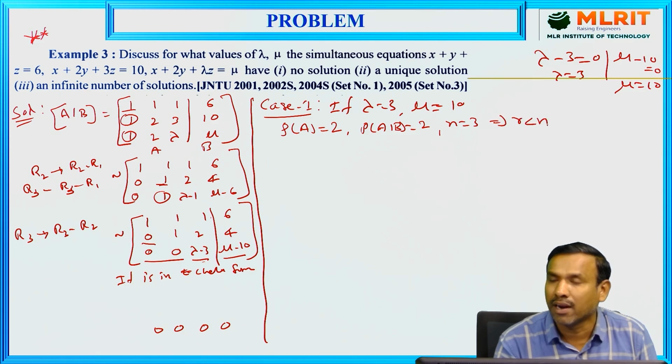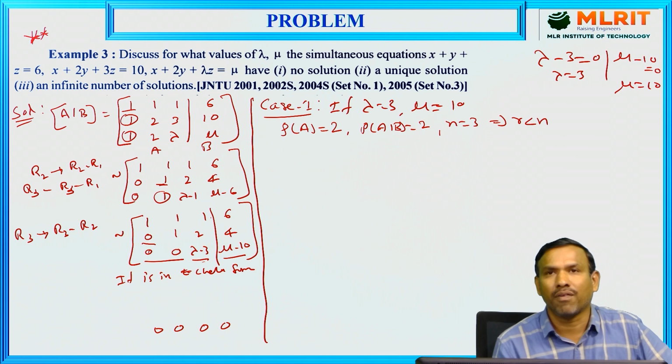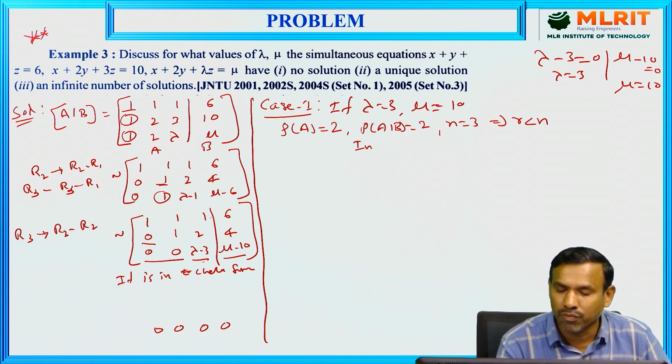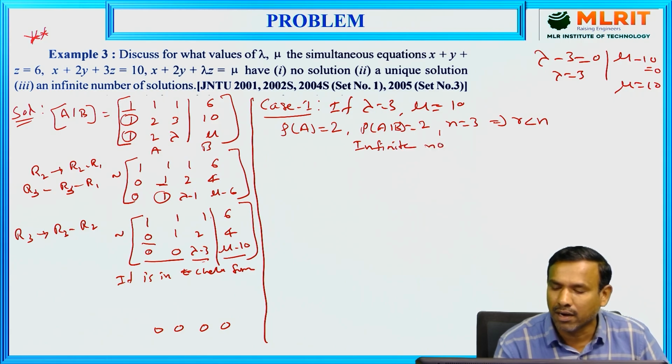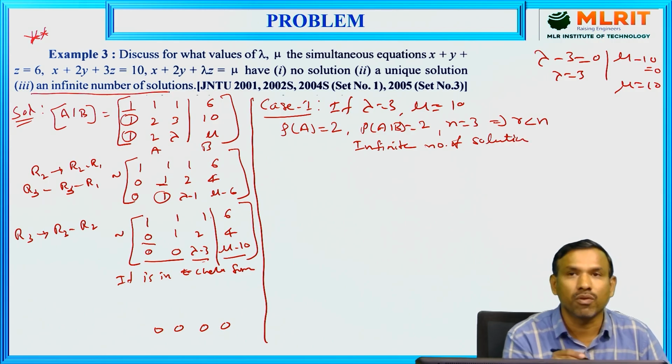When rank of A and rank of A by B are equal but less than the number of unknowns, that is called rank less than n. Then the system has infinite number of solutions. In this case, we say the system will have infinite number of solutions. That is given in the third case, infinite number of solutions.